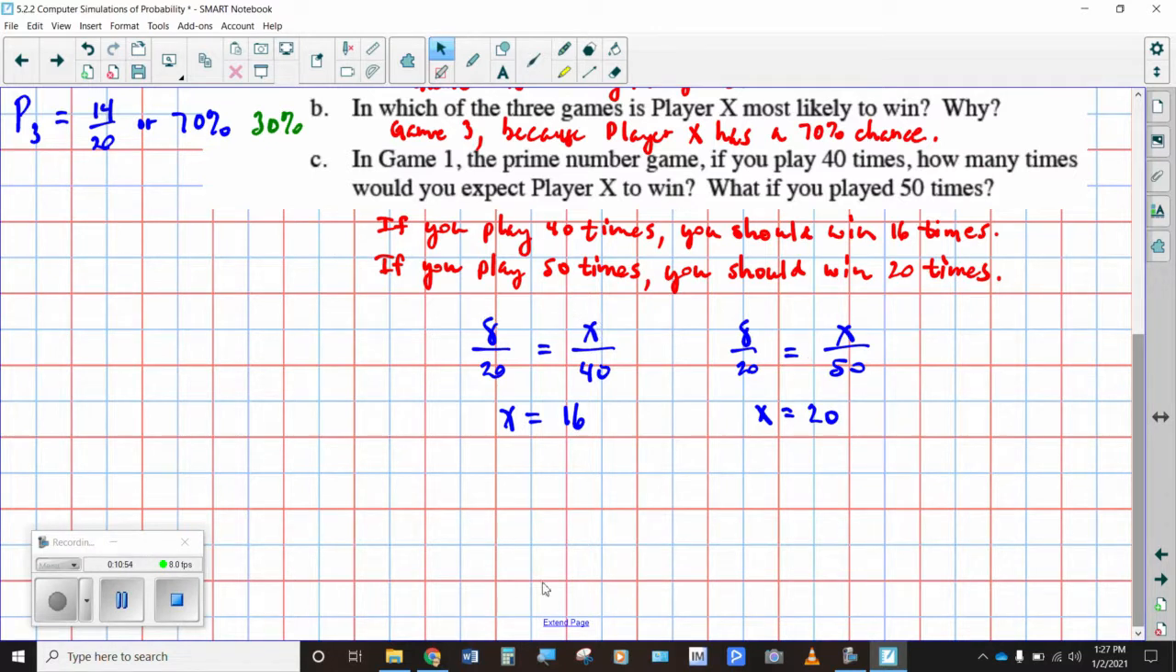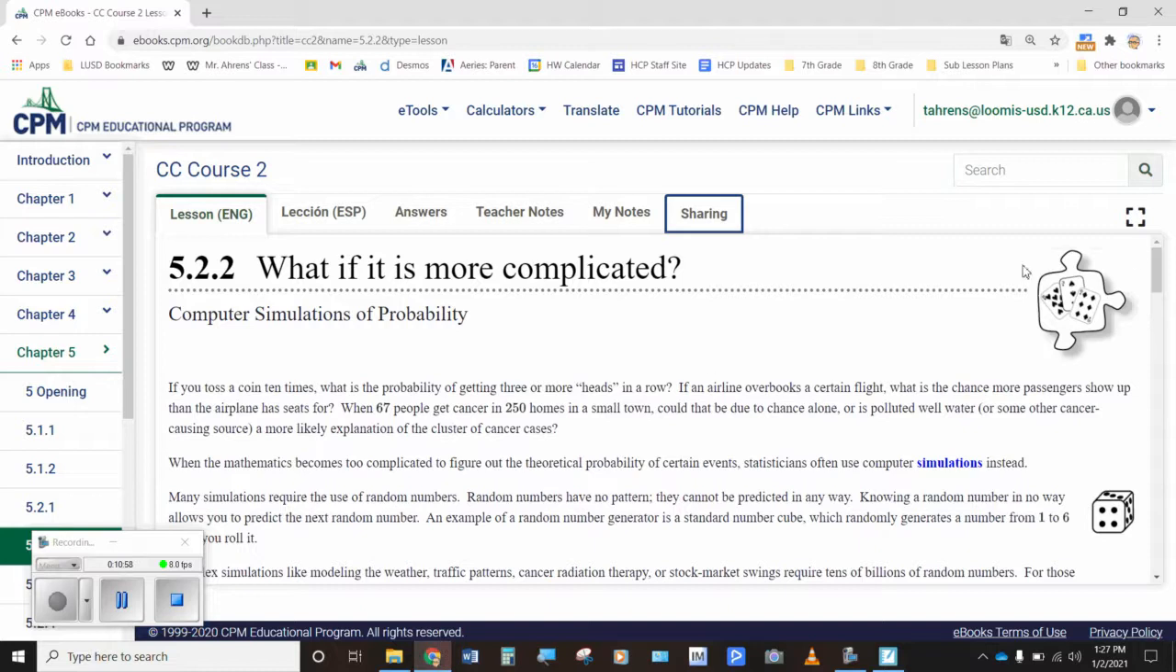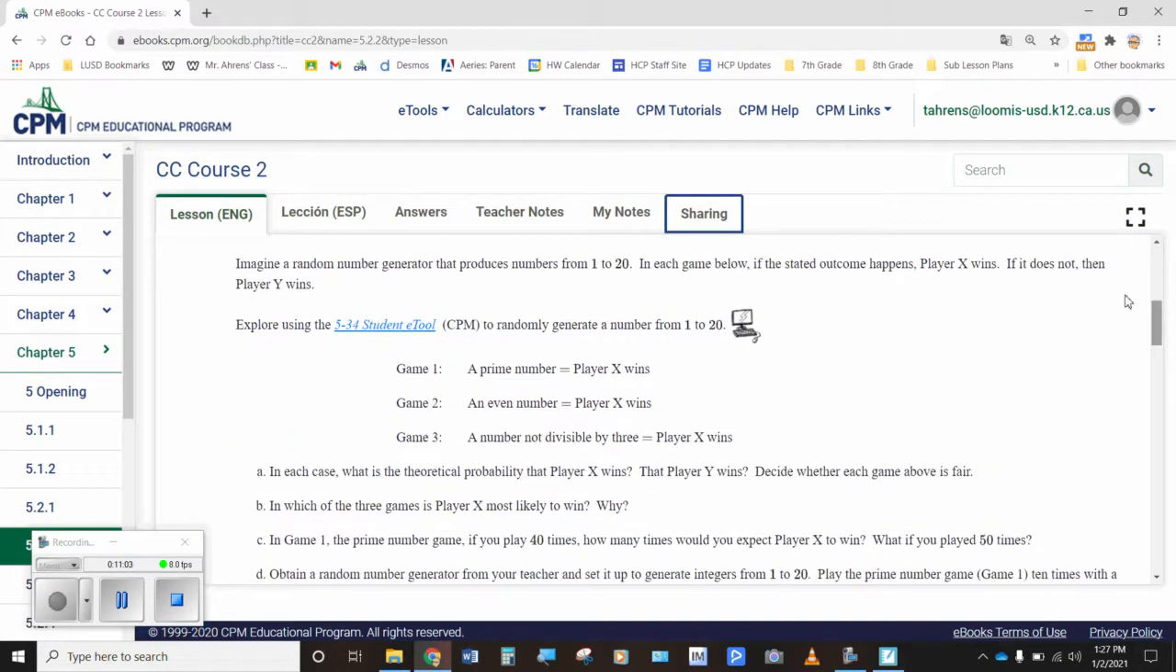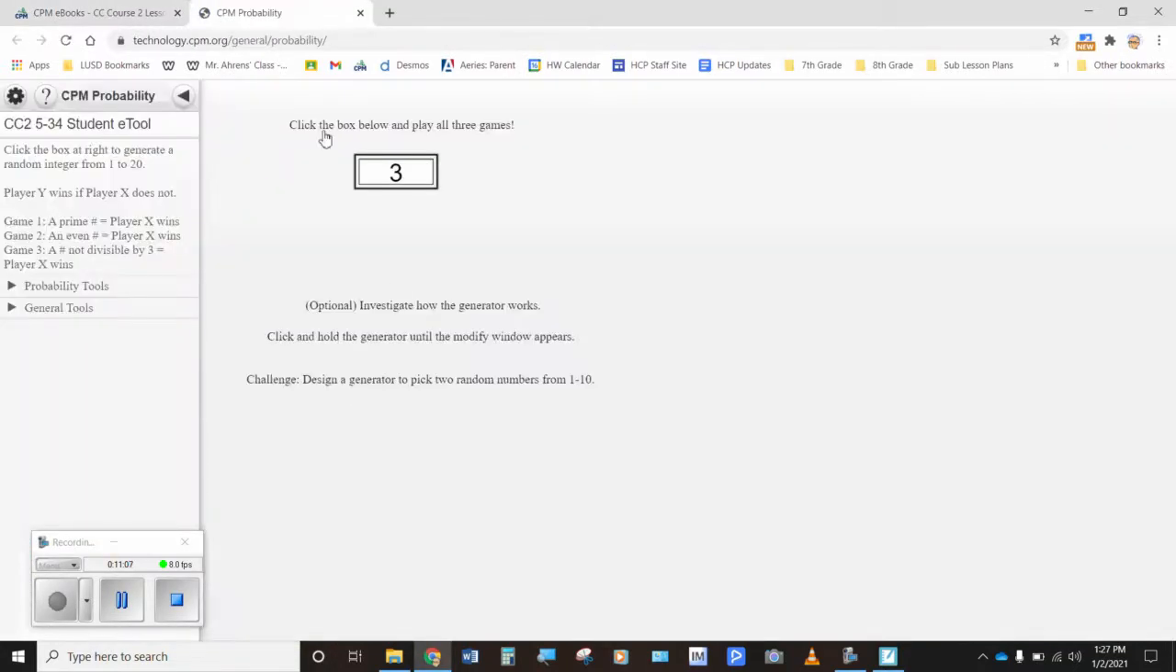Now, I do want to bring up something with the online book here. Each one of these particular situations has a student tool that you can use. So you click on that student tool, and it says click the box below and play all 3 games. All right, so we could actually keep a tally here. And I think I'm going to do that right now.